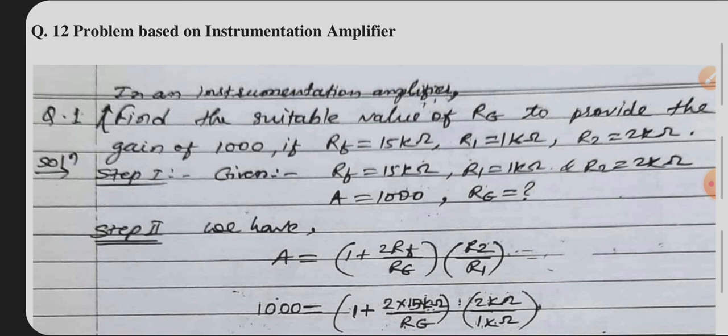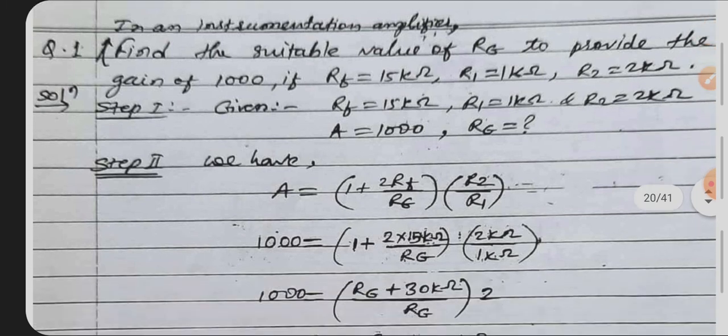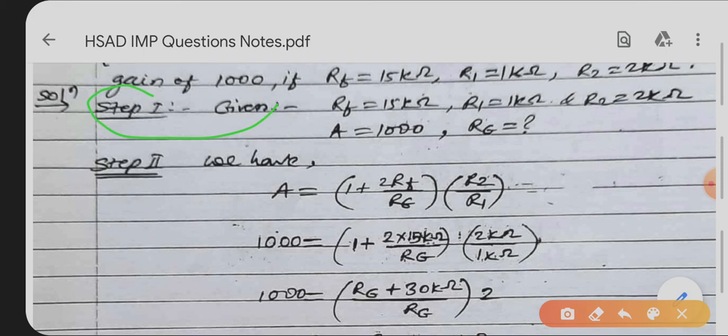Okay, so let us see one example. The question is like this: in an instrumentation amplifier, find the suitable value of Rg to provide the gain of 1000 if Rf is equal to 15 kilo ohm, R1 equal to 1 kilo ohm, and R2 is equal to 2 kilo ohm. So the very first step should be, what is given? Step 1, given Rf equal to 15 kilo ohm, R1 1 kilo ohm, R2 2 kilo ohm, and A, that means gain, is given as 1000, no unit. Rg you have to calculate, it is asked.